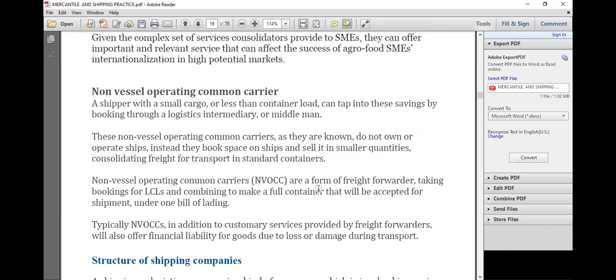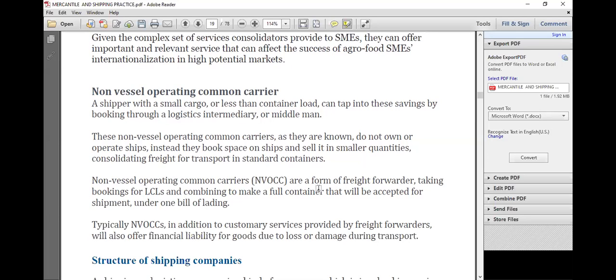So these people, the NVOCs, they don't own ships, but what they do is go to the shipping line. They tell them, okay, please authorize a space for 5,000 containers. So they are sold a space for 5,000 containers by the shipping line. Then they tell them that we are going to bring containers for this space. So once they have been given that, they go out to look for clients who are going to give them the containers which they want to ship there.